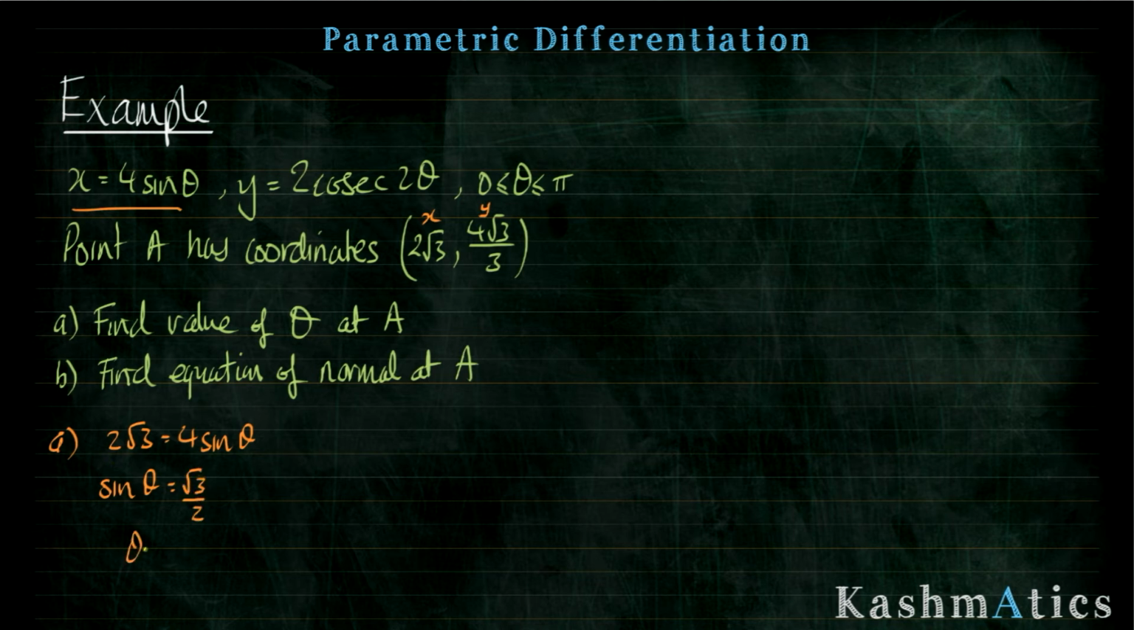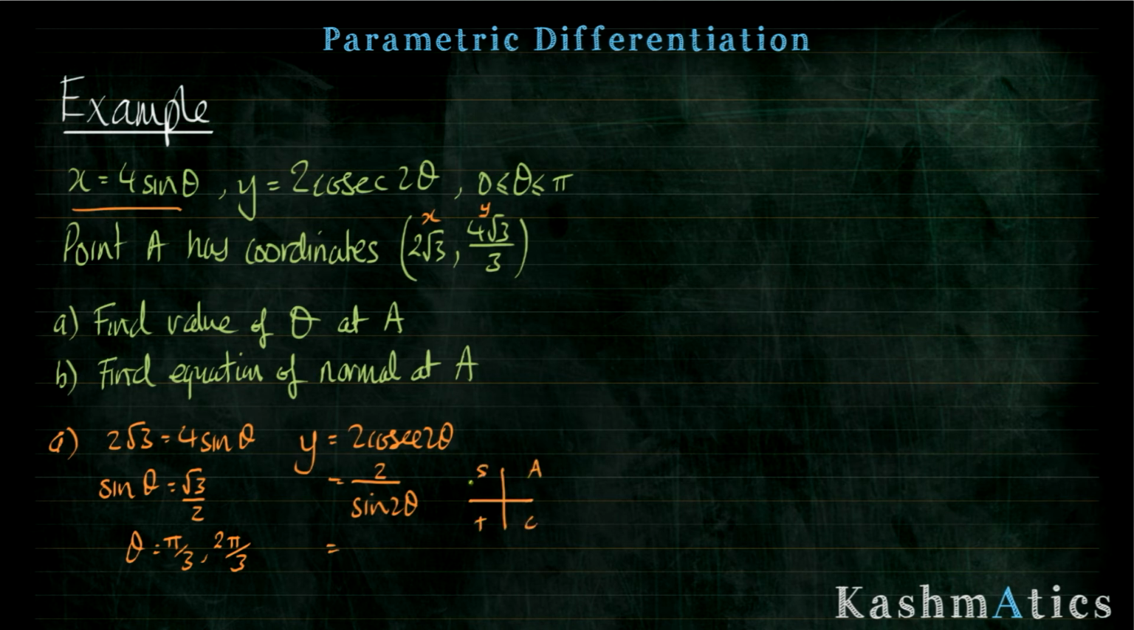And if you know your angles, you'll know that the inverse sine of root 3 over 2 is pi over 3. But because the domain of theta is between 0 and pi, there's actually another angle as well, which is 2 pi over 3. So it could be one of these. So I need to be sure of which one of these it is. So I'm going to plug it into the y coordinate. So y is equal to 2 cosec 2 theta, which is the same as 2 over the sine of 2 theta. Now I need to understand something about my CAST diagram.